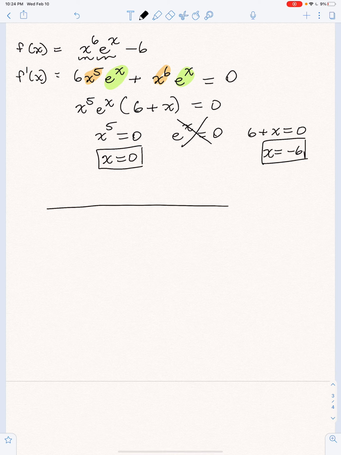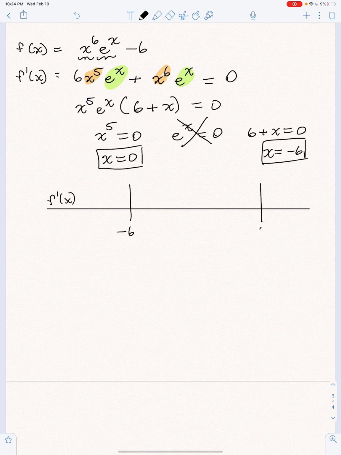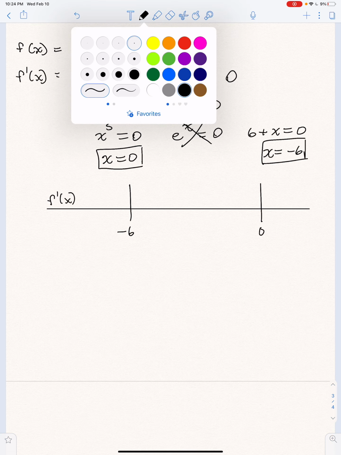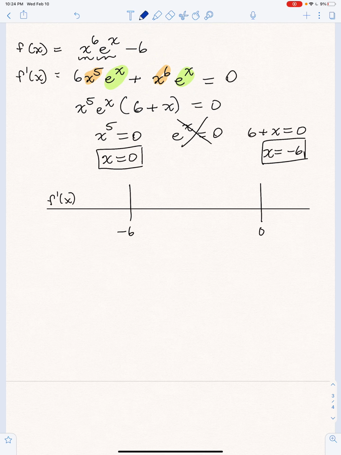So now we're going to make our sign graph for f prime. And our favorite test number, 0, is now taken up because it's a critical number, so we can't use it. We'll live, I guess. We're in calculus. We can live with this now. So I'm going to substitute negative 7 in for x. I'm going to substitute negative 1 because it's close to 0. And I'm going to substitute 1.